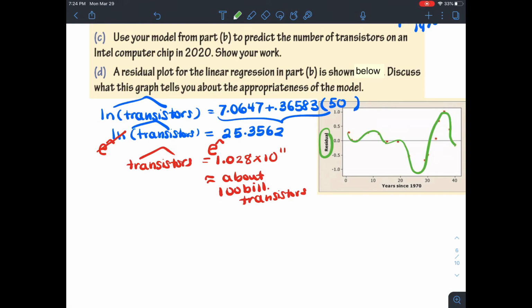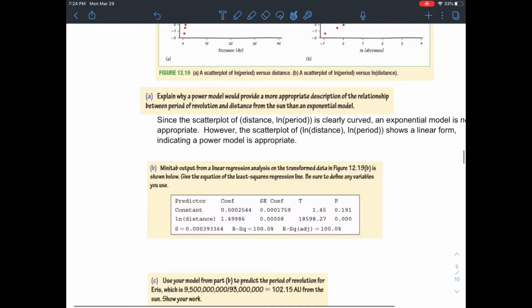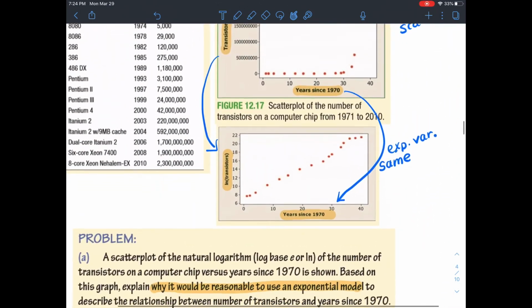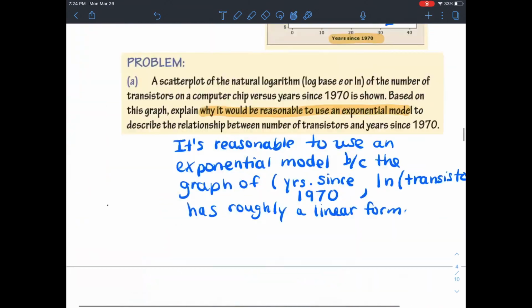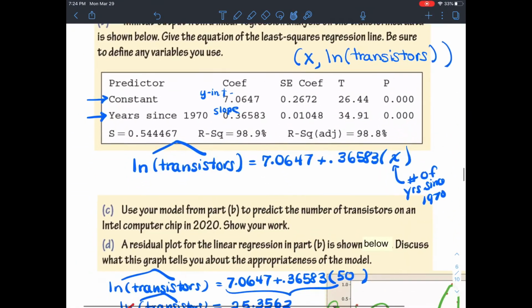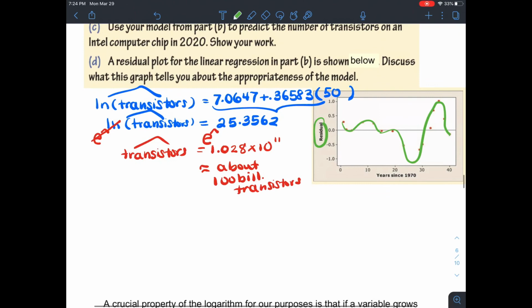Now, I will say that when we looked back on the previous page, after we created the scatter plot from the transformed data, this definitely looked much more linear than the original set of data. Now, we are seeing somewhat of a pattern here in the residual plot, but we're going to say for part D, anyhow, that the residual plot shows a slight pattern.